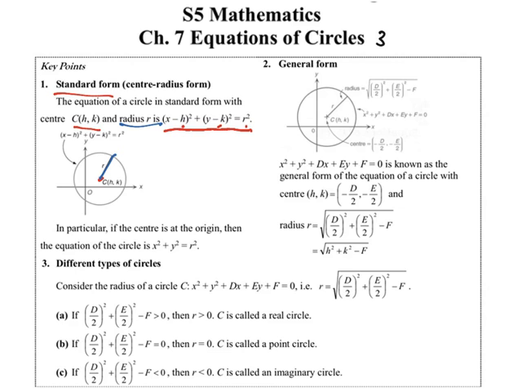Next we have general form. General form is x squared plus y squared plus dx plus ey plus f equals 0. If general form is given, we need to find the center and radius by using negative d over 2 for h, and then negative e over 2 for k. Next, we find the radius. We will use h squared plus k squared minus f.